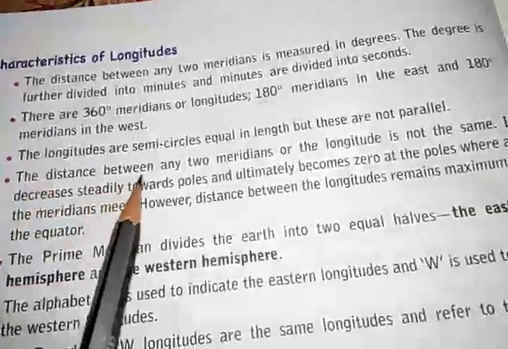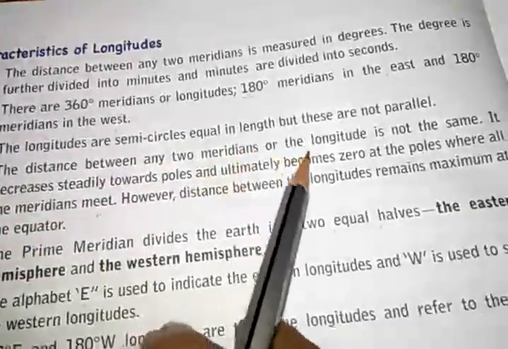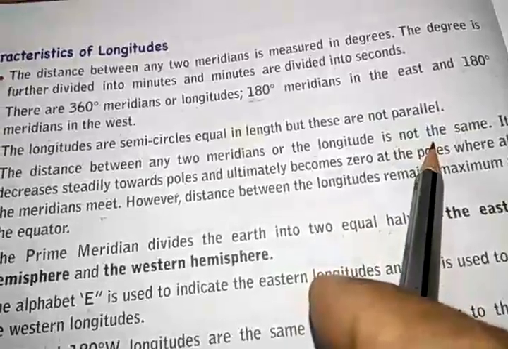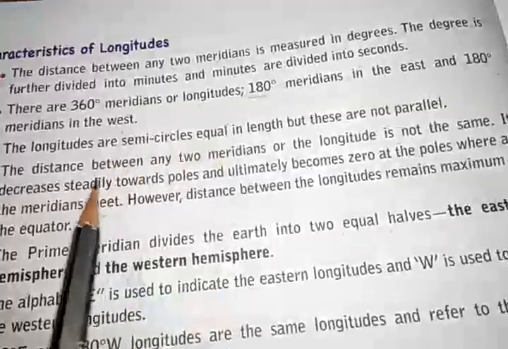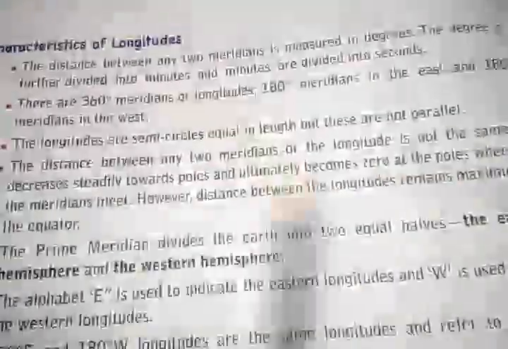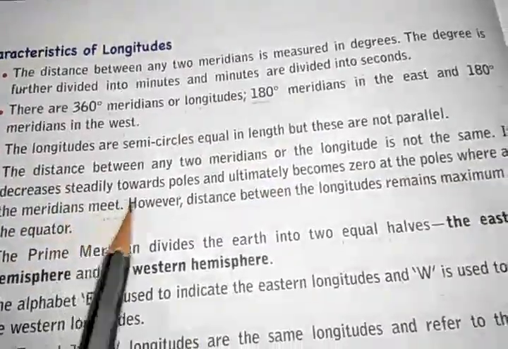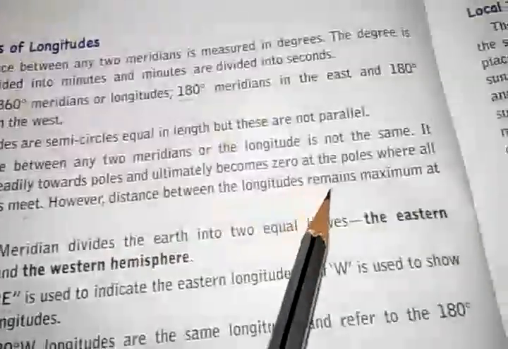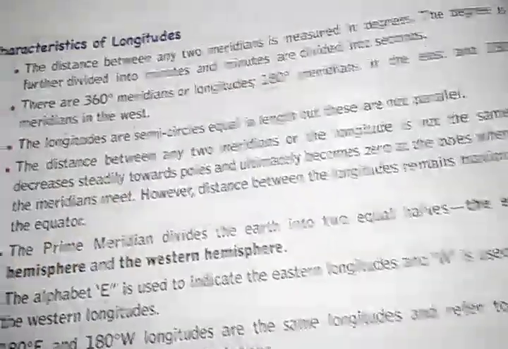The distance between any two meridians or longitudes is not the same. It decreases steadily towards poles and ultimately becomes zero at the poles where all the meridians meet. However, distance between the longitudes remains maximum at the equator.